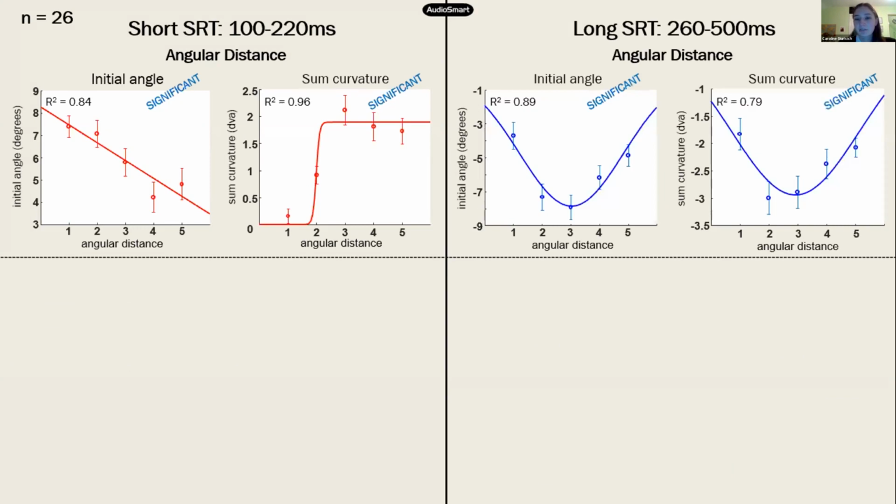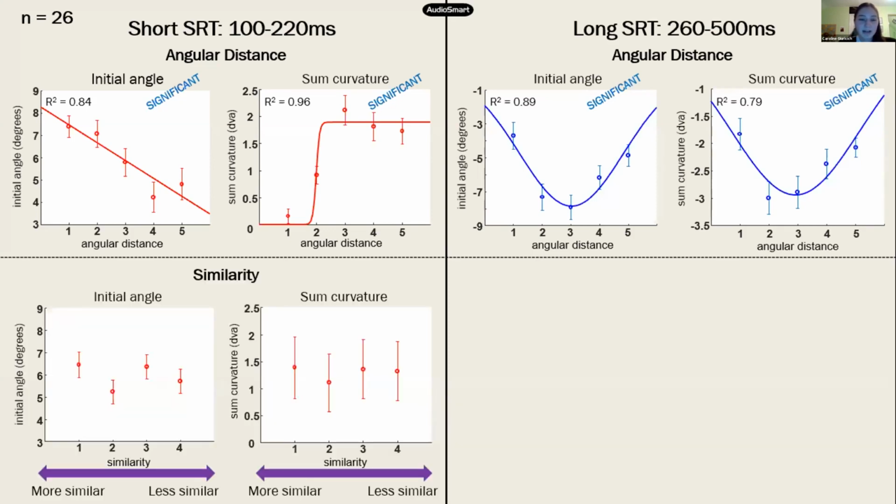And we see a different effect for long reaction times. We get this U-shaped curve for both initial angle and sum curvature, which supports the idea of the spatial suppressive surround. So at angular distance 3, we see the most curvature away from the distractor because we get the most suppression of the distractor. For similarity, as expected for short reaction times, we don't see any effects on the curvature.